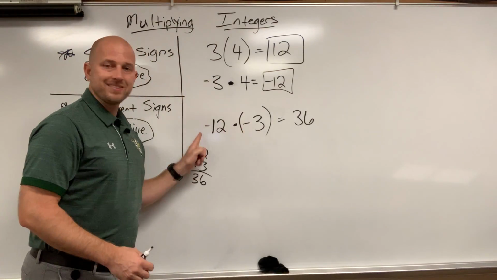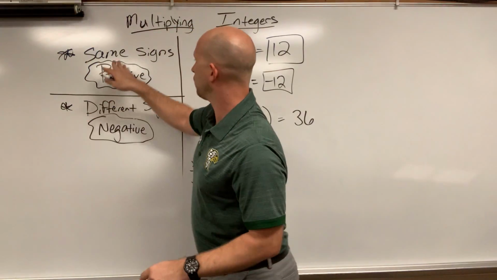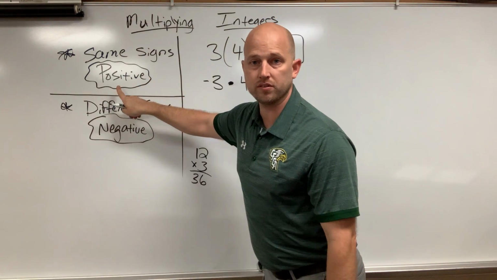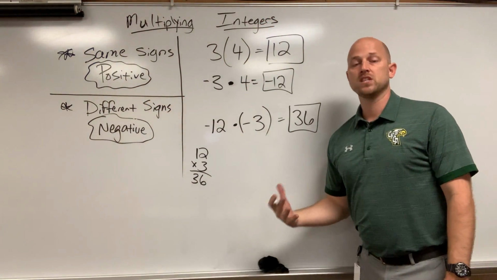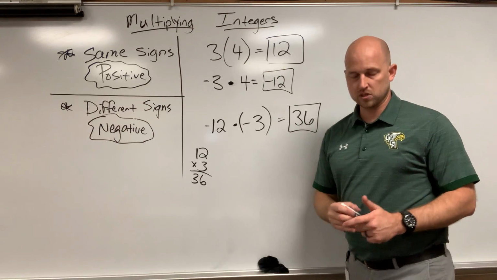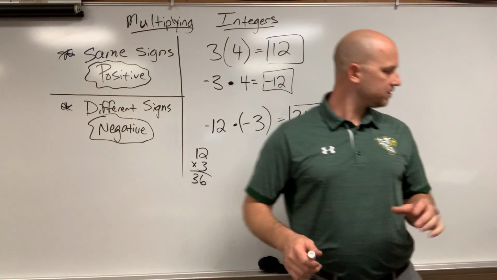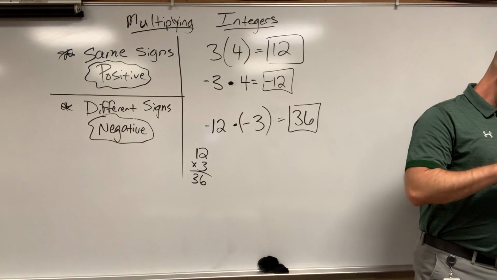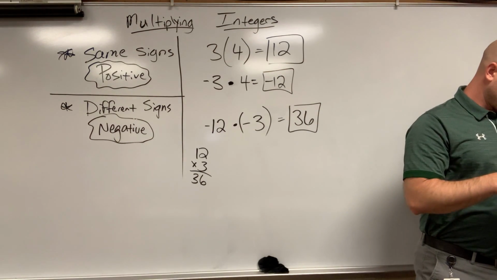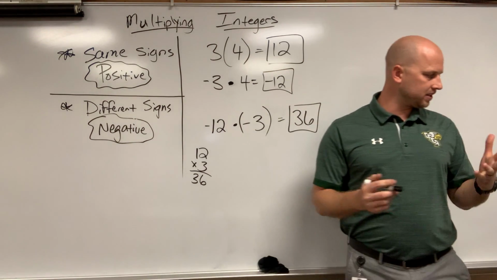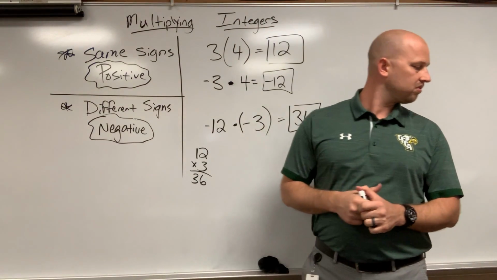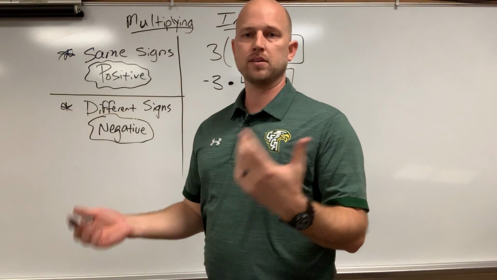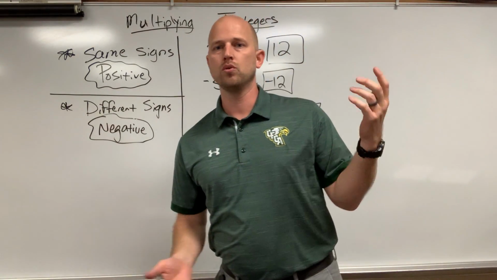Now, they're both negative. That means they're same signs. What do we know about same signs? Same signs are positive. So, positive 36. This lesson is just as simple as that. I think the most difficult parts you'll have are some of these numbers. Actually, no, I mean, these are all times tables we should know. I think they're all 10 and under. So 9 times 9, 8 times 7, 6 times 2, stuff like that.